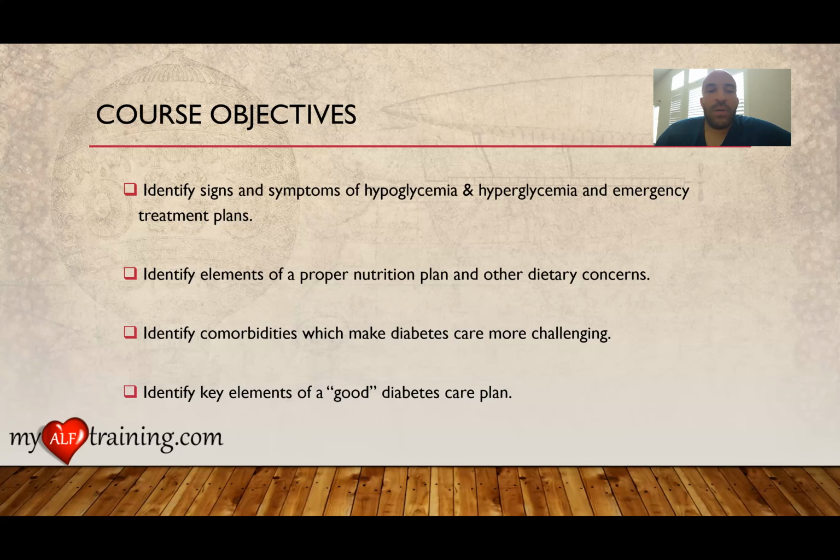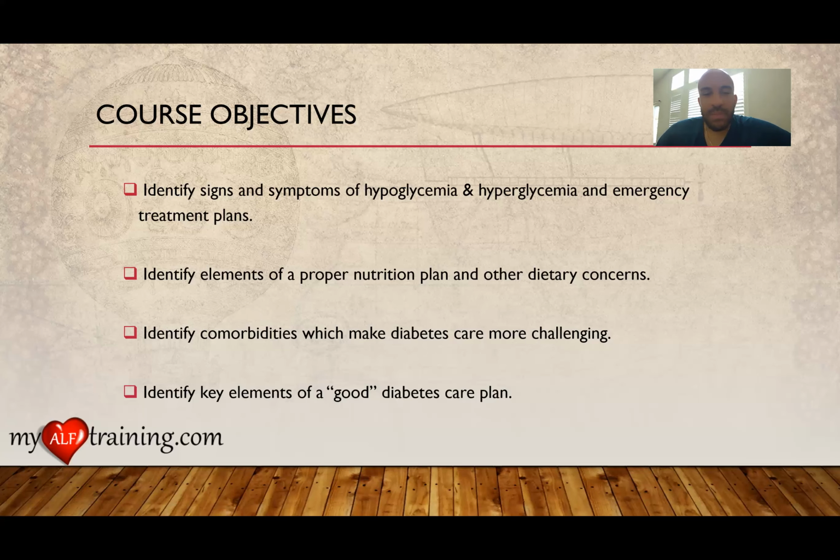So we're going to talk about a few of those comorbidities today and how they're connected and how we can disconnect them and attack them individually to improve our patient's life and well-being through our care. Next, we will be talking about key elements of a good diabetes care plan.